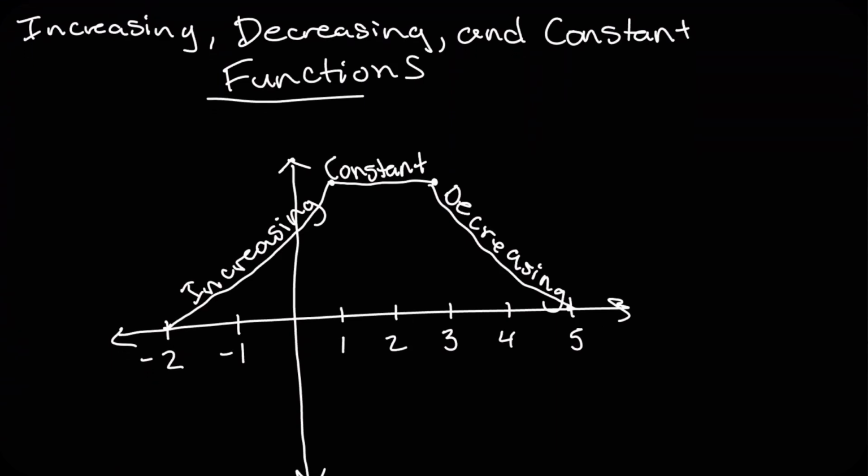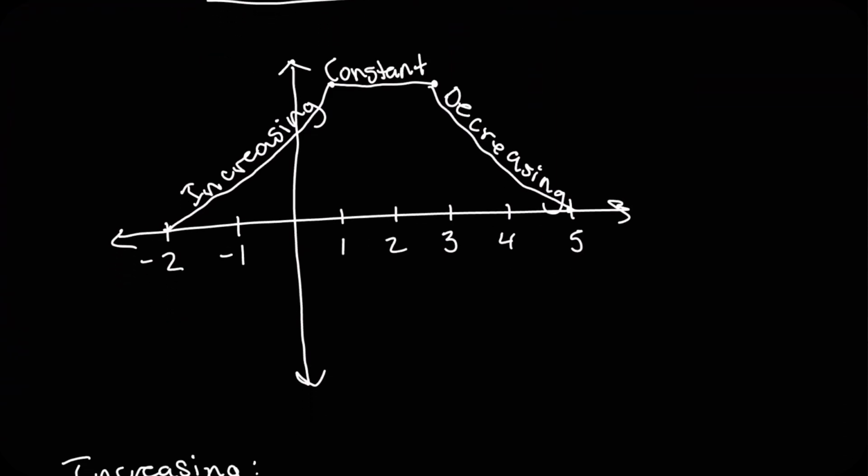So now let's go ahead and look at increasing, decreasing, and constant functions. So looking at our graph here, we have -2 to a +1, and this is going to be increasing. And then from 1 to, looks like 3, we have constant. And then the last thing, from 3 to 5, we have decreasing.